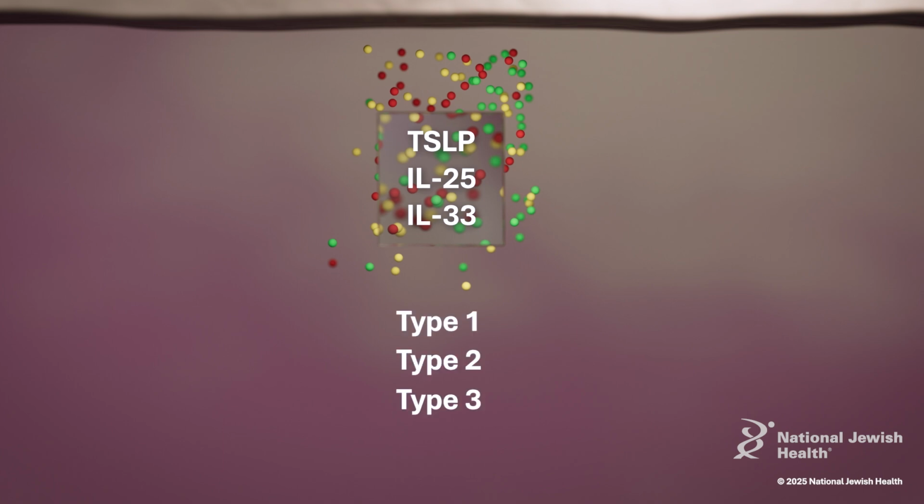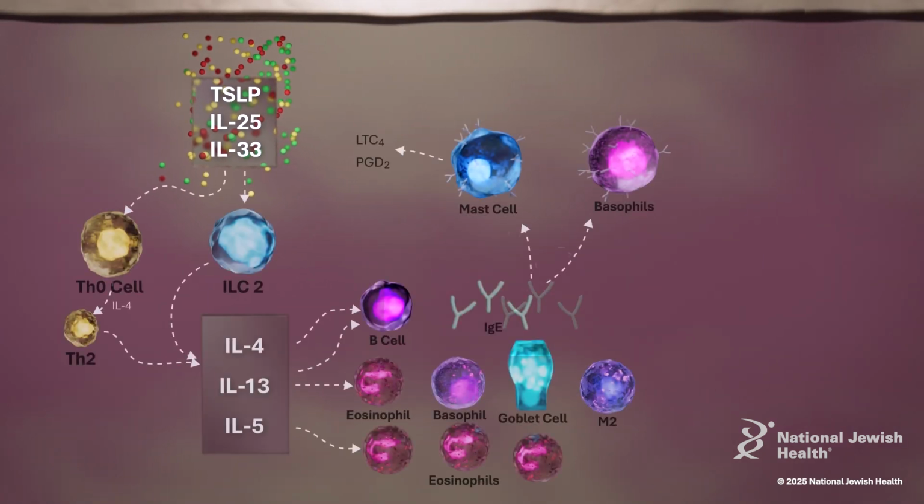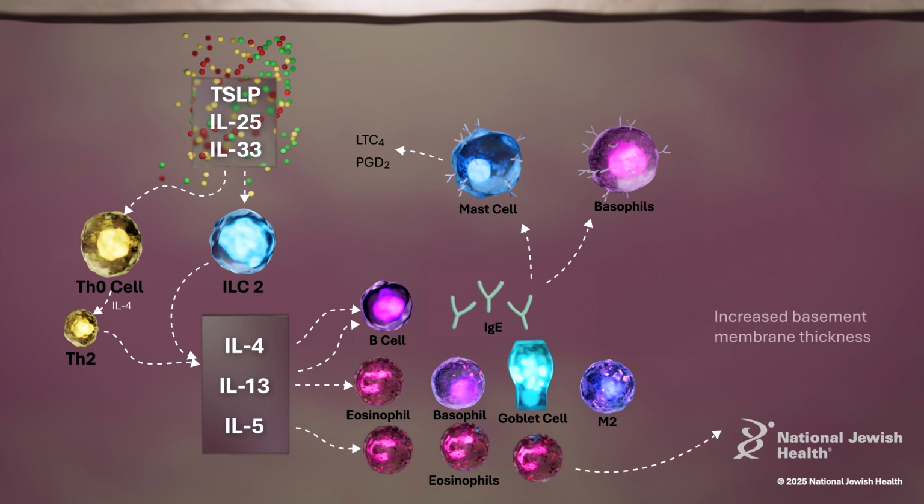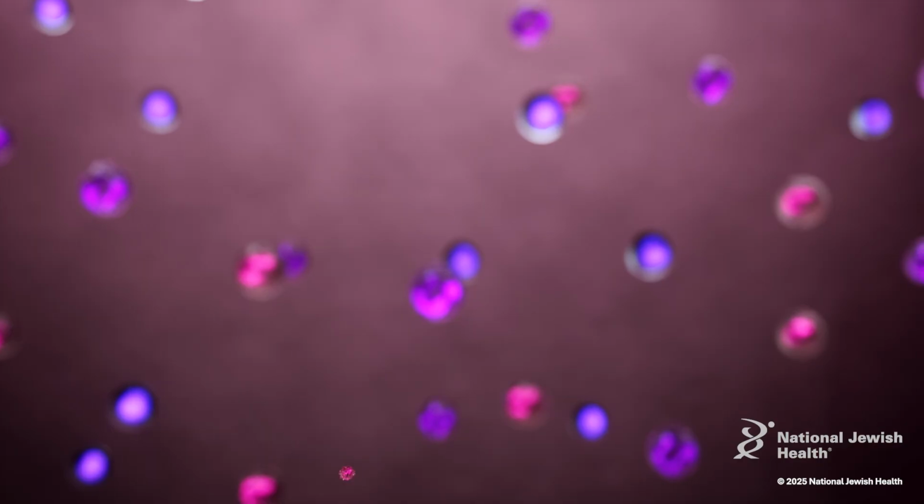and type 3 inflammation. As in the upper airway, type 2 inflammation is characterized by much of the same cytokines and cell types. Additionally, eosinophils are associated with increased basement membrane thickness, mucus plug formation, and perpetuating T2 inflammation.